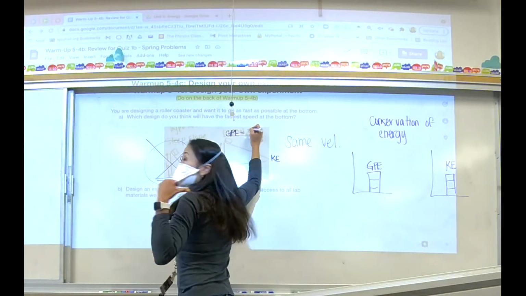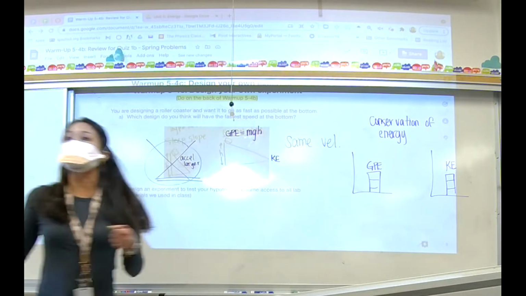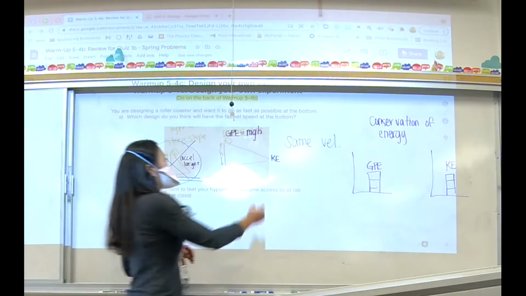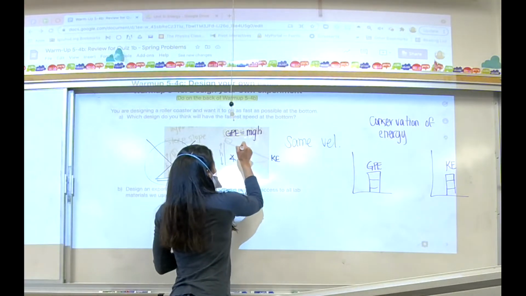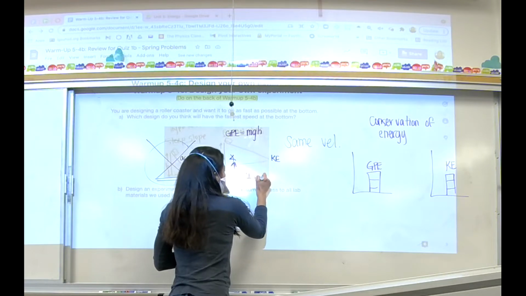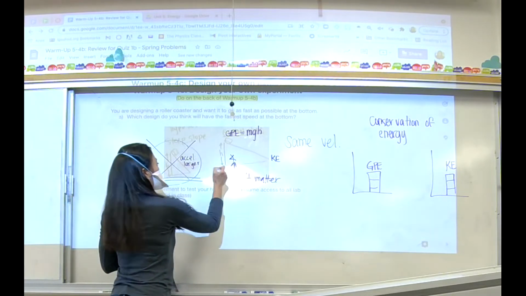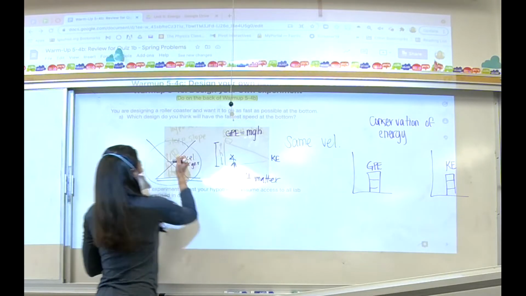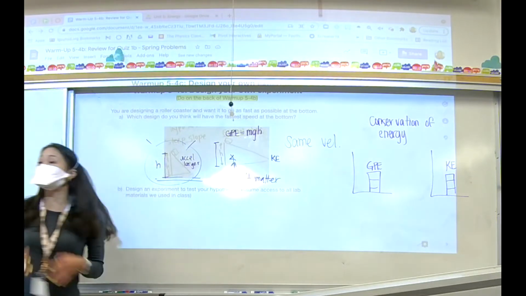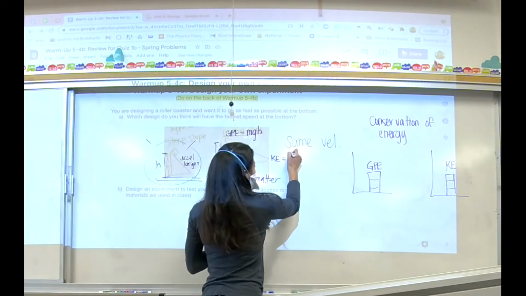But as Ian said, the equation is mass times gravity times height. There is nothing in that equation about angle. Doesn't matter. So as long as the height stays the same, this height is equal to this height, you have the same speed at the bottom. Speed here is kinetic energy.